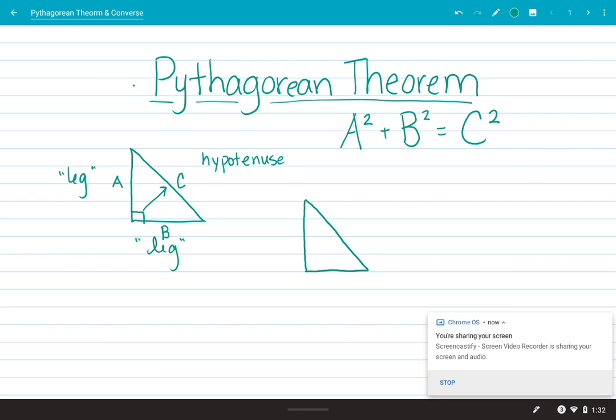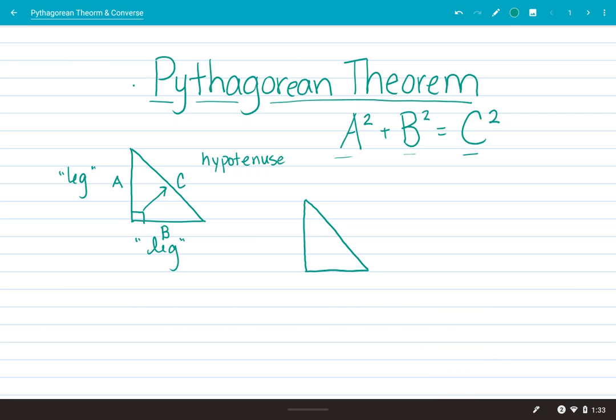Okay, so today we're talking about Pythagorean theorem and its converse. So Pythagorean theorem is a squared plus b squared equals c squared. The a and b are considered the legs. These are on the sides that are next to the right angle. Okay, they're always going to be next to the right angle. And the largest side is always going to be across from the right angle, and this is called the hypotenuse.